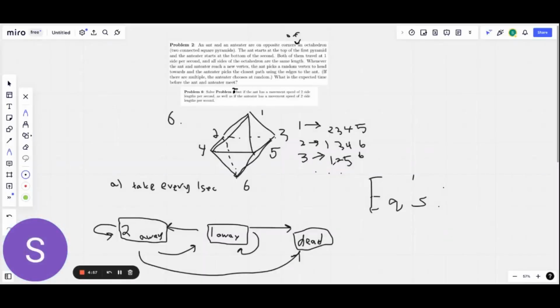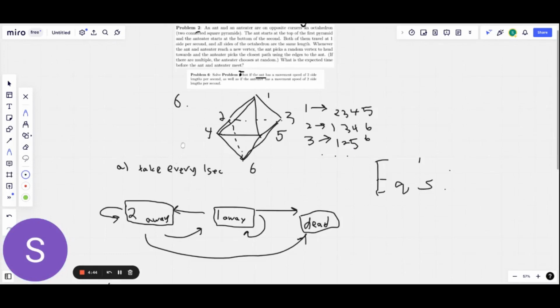Okay, so we're going to be going over problem 6 from the handout, which is basically problem 2, with the ant and the anteater, except the ant has a movement speed of 2, and then the anteater has a movement speed of 1. So we'll do the first part first. The ant has a movement speed of 2.